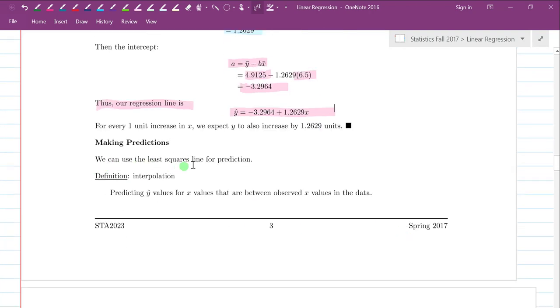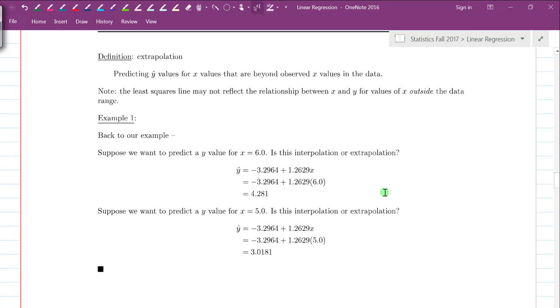We can use the least squares line for prediction. So we have interpolation, and this is predicting y hat values for x values that are between the observed x values of the data. And then we have extrapolation, and this is predicting y values for x values that are beyond the observed values, okay? The least squares line may not reflect the relationship between x and y for values outside the data range.